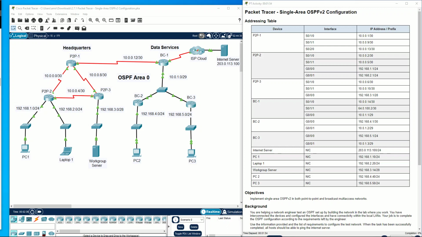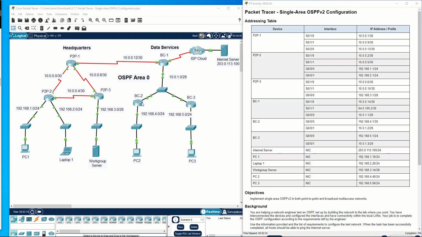Hello guys, in this video we want to discuss the Packet Tracer activity, single area OSPF version 2 configuration, full configuration. OSPF stands for Open Shortest Path First. As you know, it's a link state protocol. We have two forms of OSPF, single area and multi area. In this activity, we want to take a look at single area, area zero, or backbone area.